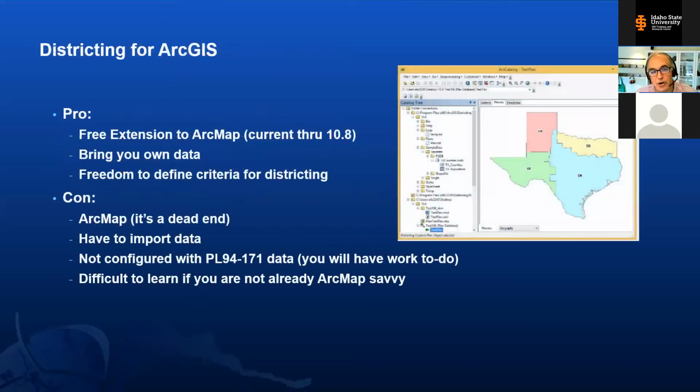So Districting for ArcGIS, as I mentioned, was a free plugin available for ArcMap. We've upgraded it over the years. It's basically a toolbar that you download the extension and turn it on, and then you load your data into the system. It's a situation where you've got to bring your own data. So you've got to go to the effort, if you're doing political redistricting, of loading the public law data and the Tiger files to do that kind of work.